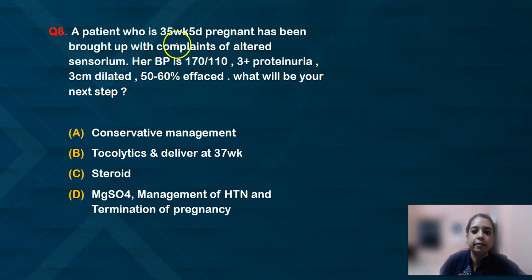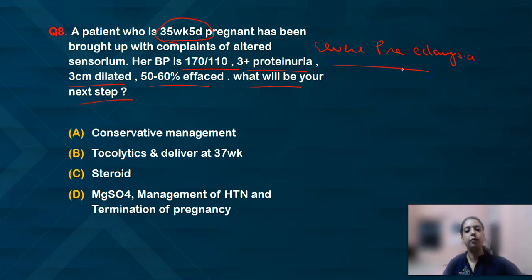A patient who is 35 weeks 5 days has been brought with complaints of altered sensorium. Her BP is 170/110, 3 plus proteinuria, 3 cm dilated, 50-60% effaced. What will be your next step? She has high BP with high proteinuria, so she has severe preeclampsia. Basically they are asking what the management of severe preeclampsia is at this gestation.